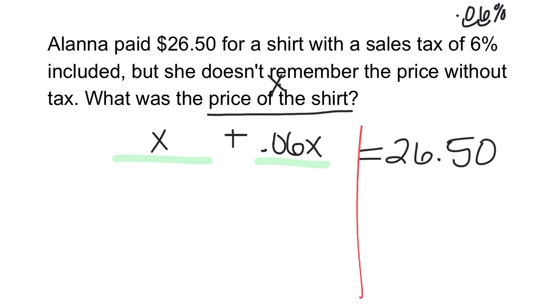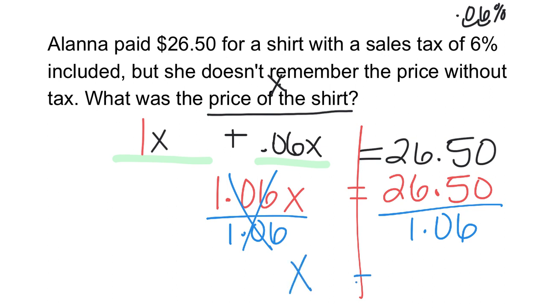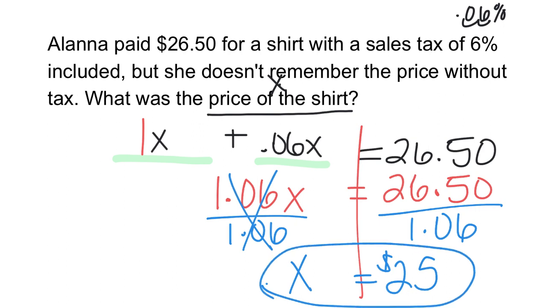So it's a really simple equation. Remember, this X by itself is 1. So 1 plus 0.06 will give us 1.06x. 26.50 comes down. And then to solve that, we just divide by 1.06. And so X will equal $25. So we've written that equation and we've solved it using our normal steps to get to an answer of 25.